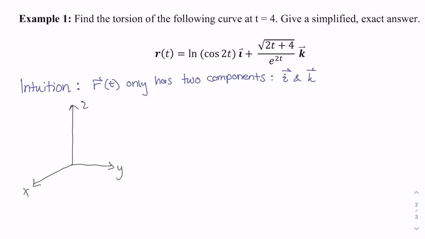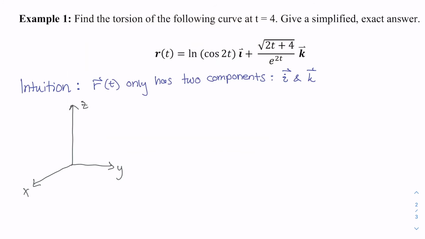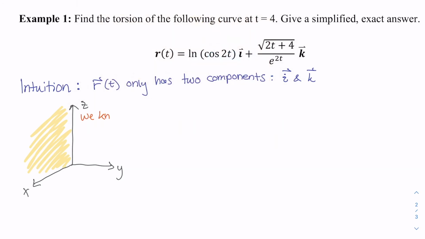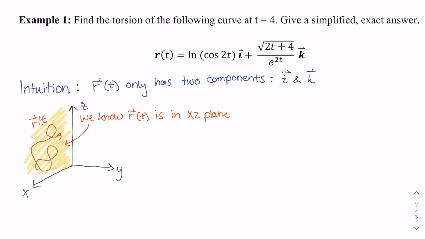because there's only x and z vectors that you can possibly get out of that curve, then you know r of t has to lie in that plane. So we know that the curve, whatever it looks like, is in that plane. And so that's the intuition behind this question.